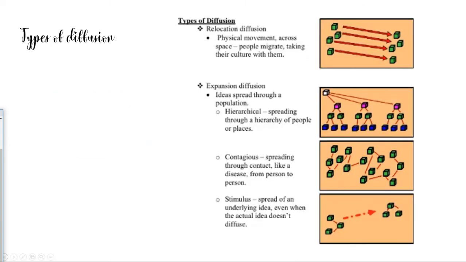You should also know the types of diffusion. There's relocation diffusion when people are moving, and then there's also expansion diffusion. There's hierarchical, which is spreading through a hierarchy of people and places. Contagious is spreading through contact, and then there's stimulus, where the underlying idea is spread.